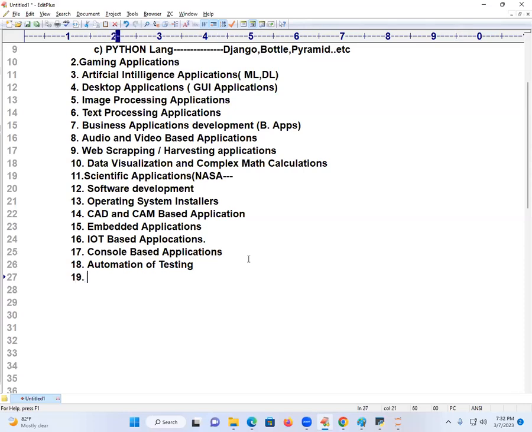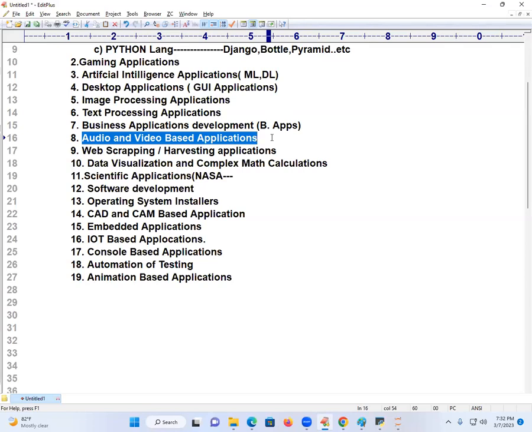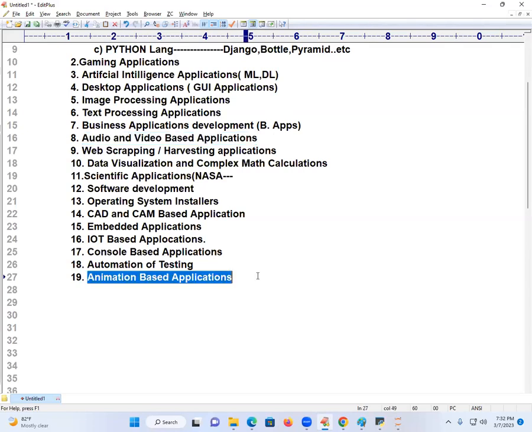Next, the 19th is the animation field also. Python is great. Animation based applications, that is called the multimedia level. In cartoon level also, Python is great, because in audio video based applications Python is already ruling the world, and in the animation field also Python is doing an excellent job. And the 20th is going to be data analysis. This is also one of the important parts.